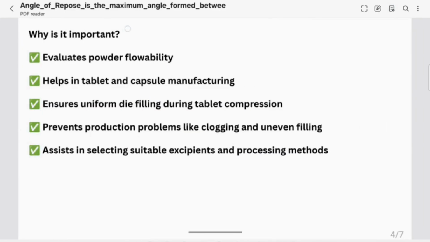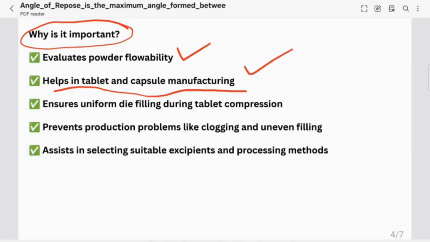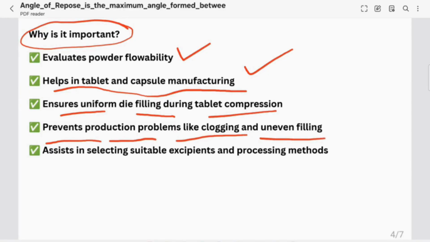Then why is the angle of repose important in pharma? It is useful in evaluating the powder flow characteristics, that is powder flowability, and it also helps in tablet and capsule manufacturing. It ensures uniform die filling during the tablet compression, and it prevents production problems like clogging and uneven filling. It also assists in selecting the suitable excipients and processing method.